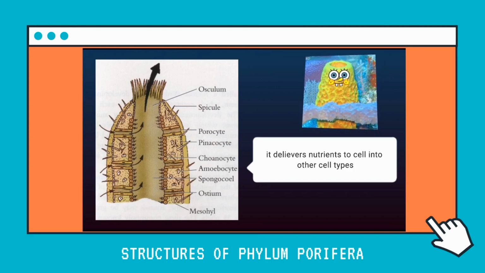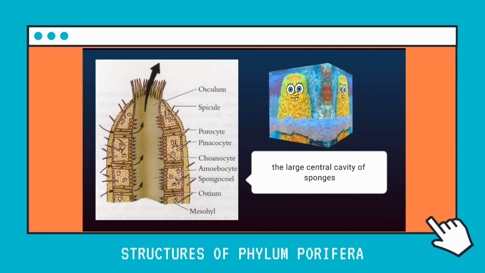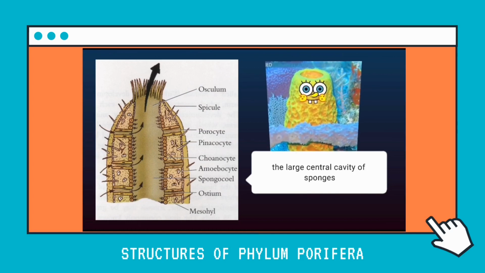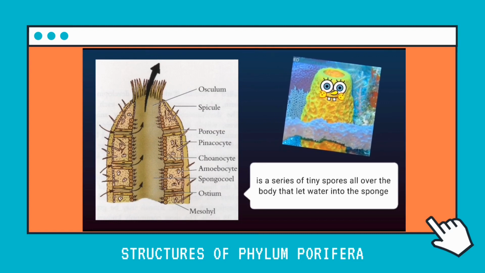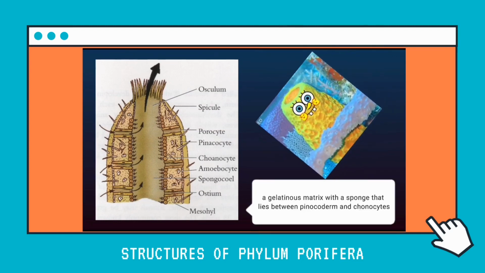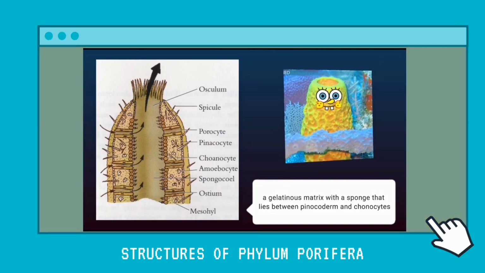Amoebocyte delivers nutrients to cells and can transform into other cell types. Spongocoel is the large central cavity of sponges. Ostium is a series of tiny pores all over the body that let water into the sponge. Mesohyl is a gelatinous matrix within the sponge that lies between the pinacoderm and choanocytes.